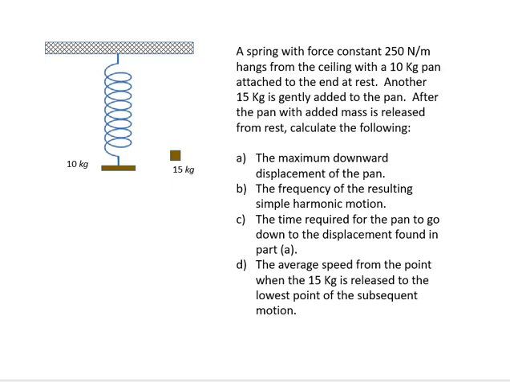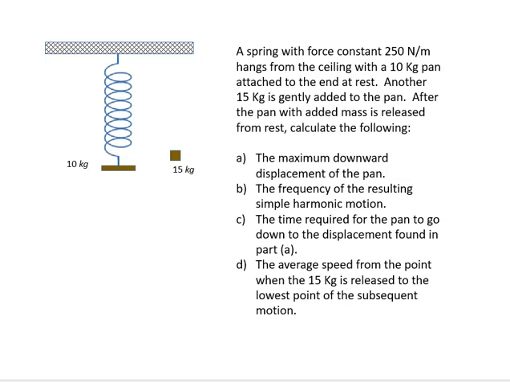After all, a mass and spring obey simple harmonic motion. So when we release the 15 kilograms into the 10 kilograms, the combined 25 will cause the spring to stretch. The 25 will fall. But as the spring stretches, it will slow down, turn around, and spring back and continue to oscillate. So we'll get that maximum displacement down. We'll also get the frequency of the simple harmonic motion.